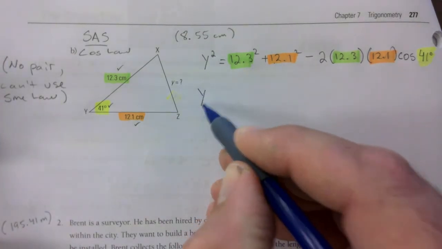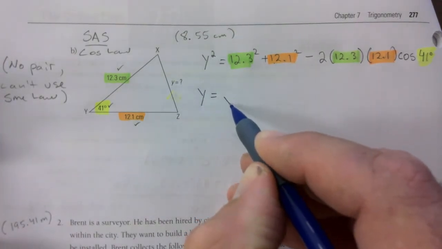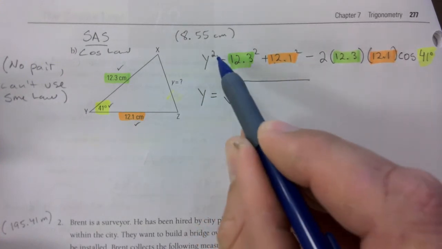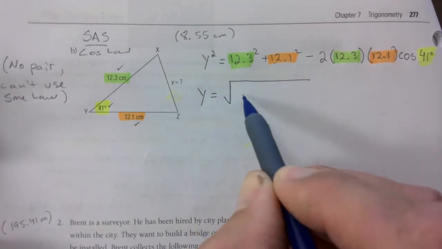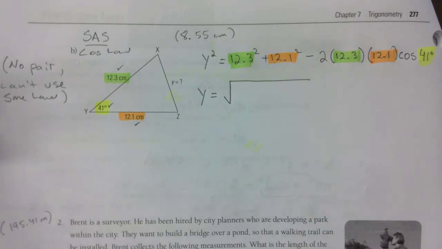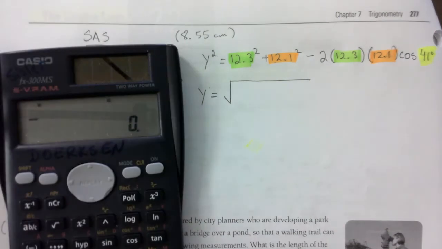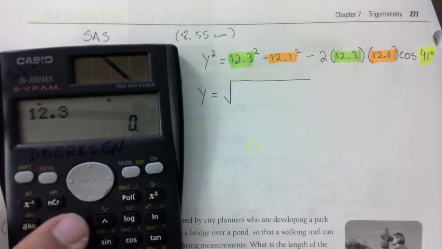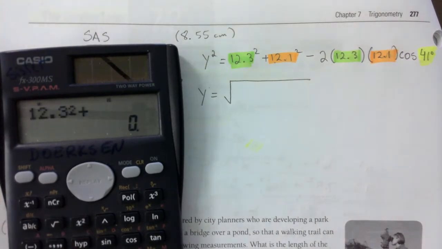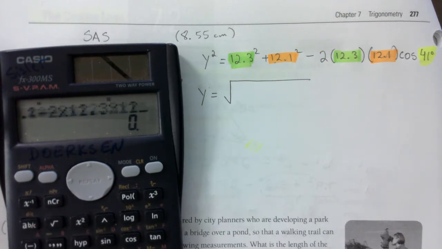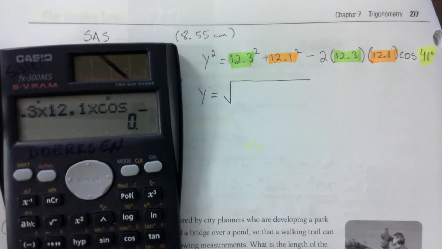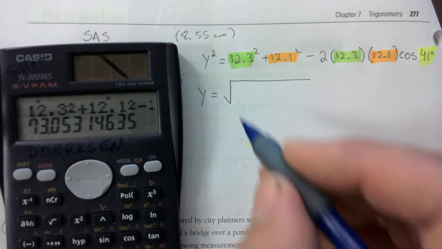Next line is just y is equal to square root. Notice that I'm dropping the square, that I'm taking the square root of both sides essentially. And so I typed all of that in. If you have one of these calculators, you type it in one shot. 12.3 squared plus 12.1 squared minus 2 times 12.3 times 12.1 times cosine of 41. Enter.